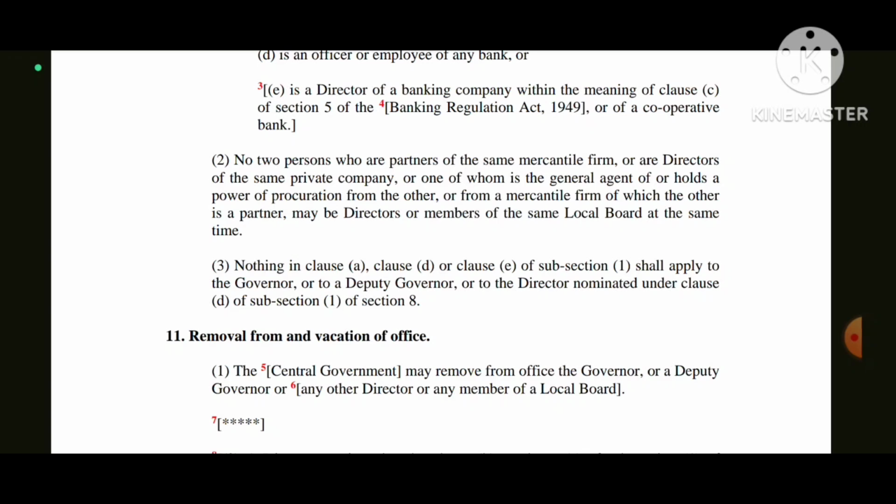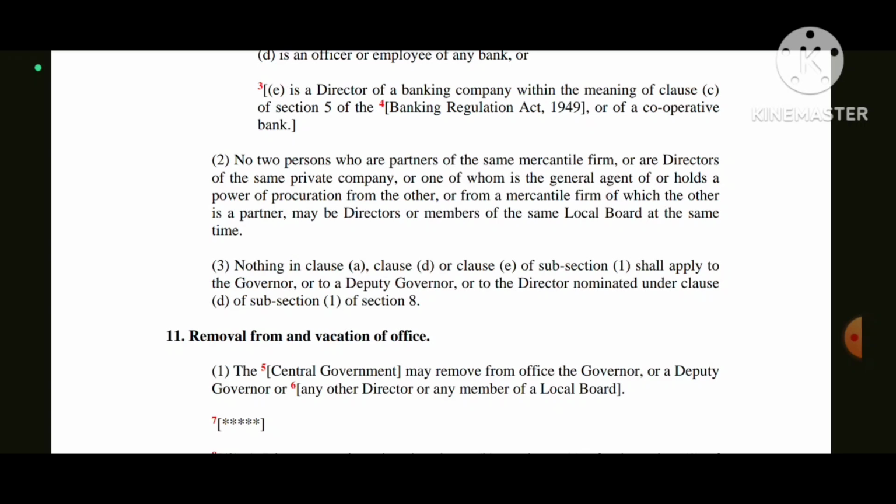Or if they are the directors of the same private company, still they cannot be members of the local board. Then if one of them is a general agent or holds a power of procuration from the other, or from a mercantile firm, these people cannot be the director or member of the same local board at the same time.